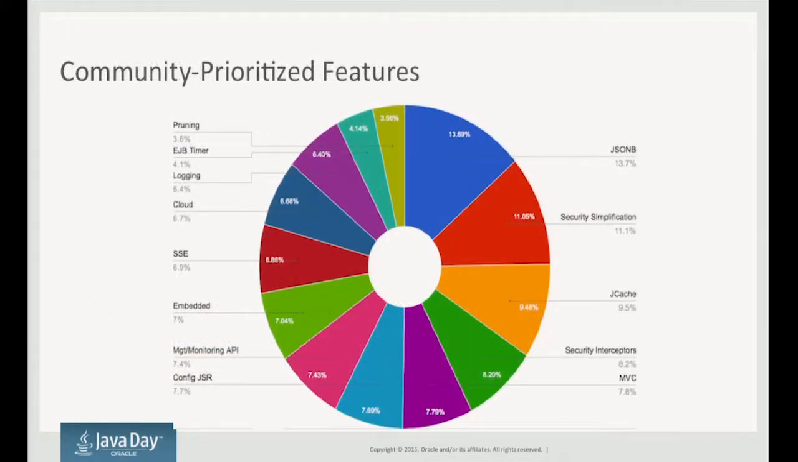This chart shows you the results of the prioritization. If you read it clockwise from the top, you can see that an API for JSON binding was the most popular of the features that we proposed. Security improvements were very popular, interceptors for authorization, simplification of security. People would like to see us bring the JCache API into the platform. And also a new MVC framework was very popular.